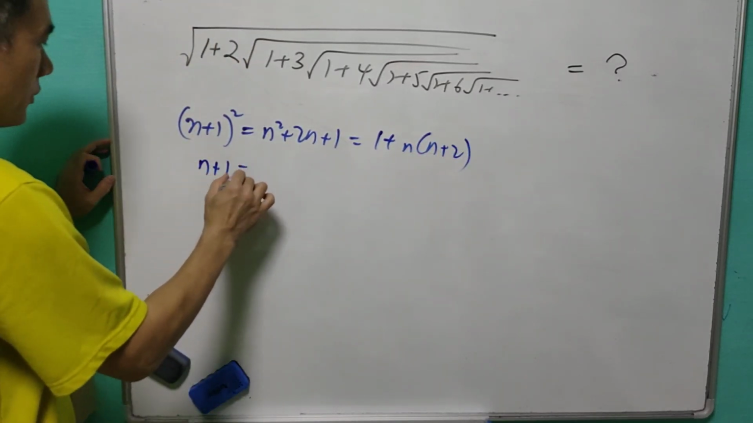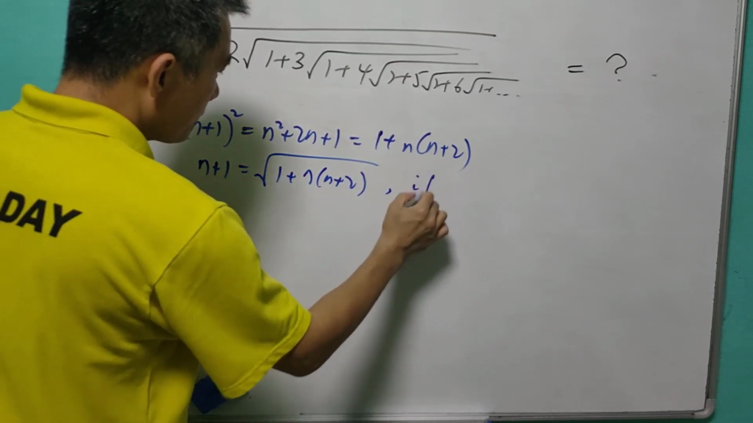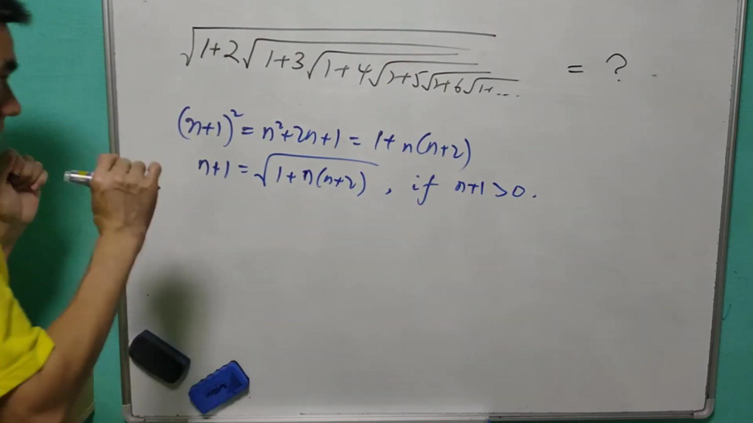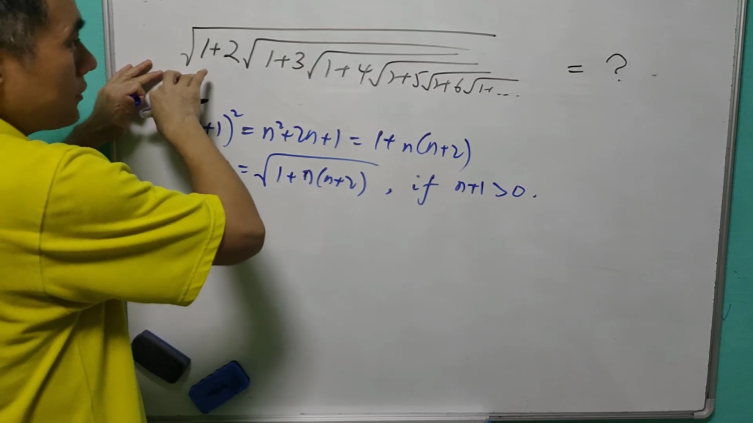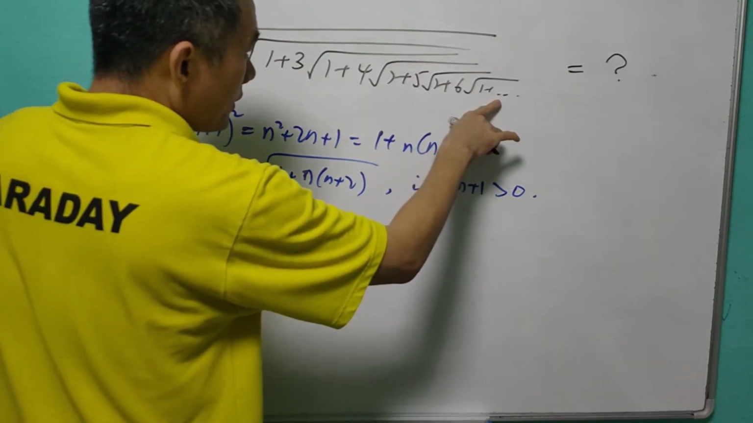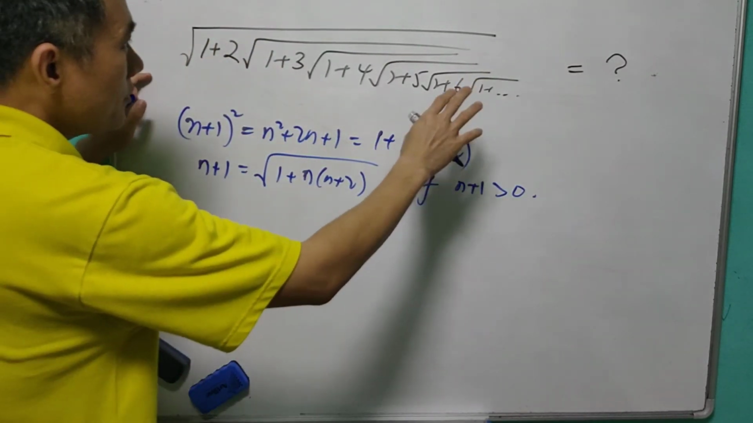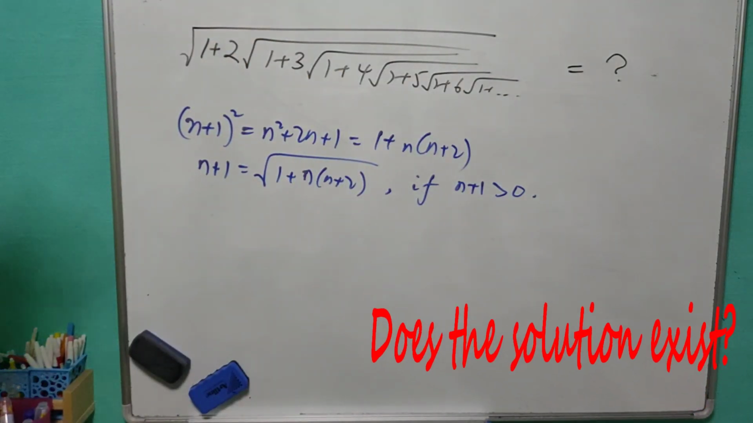So n+1 will equal the square root of 1 plus n(n+2) if n+1 is positive. And it is a little bit different from what we had just now, because in the previous question, there's a stop somewhere. For this, the process will keep continuing. And actually, the first question we should ask is whether this radical has a solution.